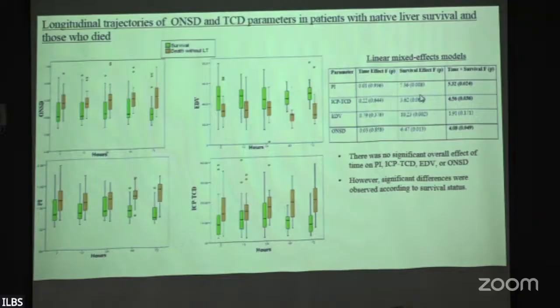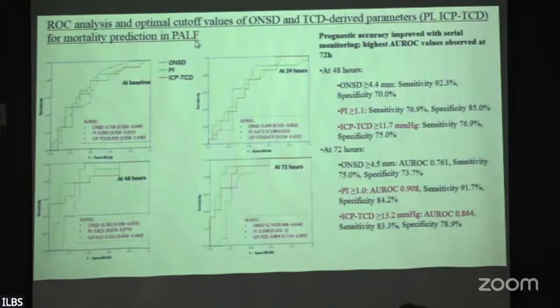We also did a linear mixed effect model, and we found that significant differences were observed according to the survivor status, meaning those who survived and those who did not. You can clearly make out the difference between non-survivors and survivors. Before that, there is a lot of overlap. We did an ROC analysis to determine the optimal cutoff of ONSD and TCD derived parameters for mortality prediction. We did an ROC curve at baseline, 24, 48, and 72 hours.